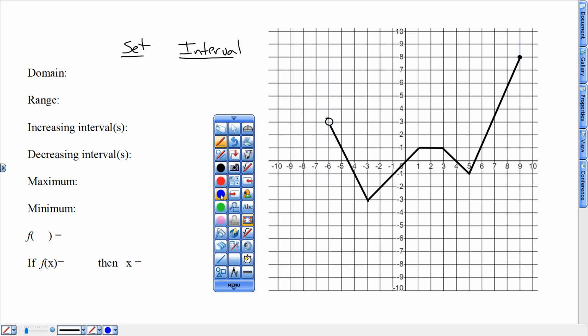So here we go. Domain measured from left to right. That open dot on -6 for set would be a round bracket -6, comma, all the way over there to 9, square bracket, because that is a solid data point over there. Interval notation, -6 less than, without that line, x less than or equal to 9. That's set. First word is soccer.